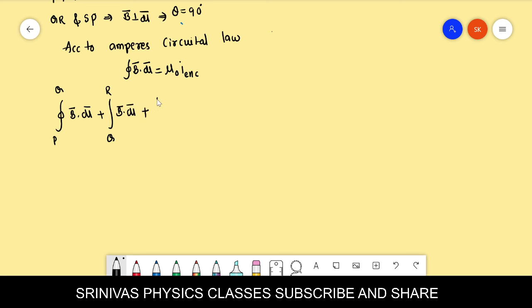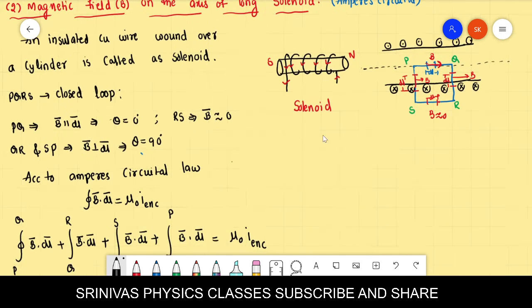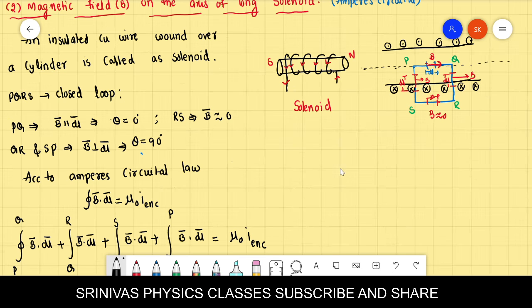Next integration R to S, B bar dot dl bar. Next S to P, integration of B bar dot dl bar. This is the total: the line integral of magnetic induction around a closed loop is equal to mu naught times the enclosed current. You see the diagram, you will understand. P to Q, next Q to R, next R to S, next S to P. We are applying the line integral along PQ, along QR, along RS, along SP. Then the closed path will complete.